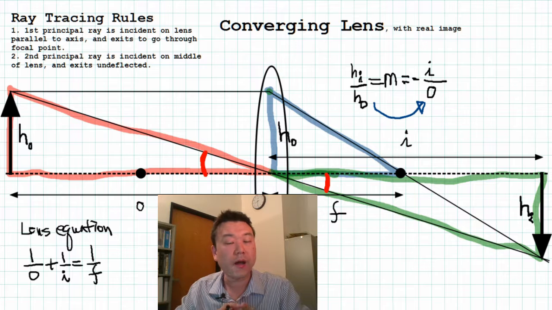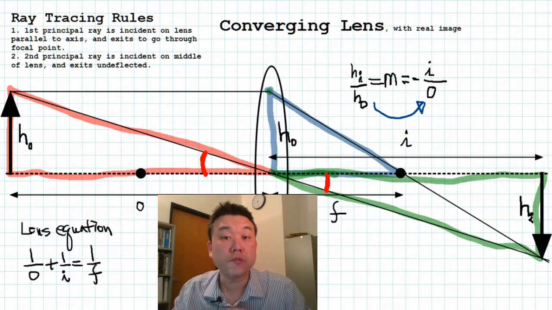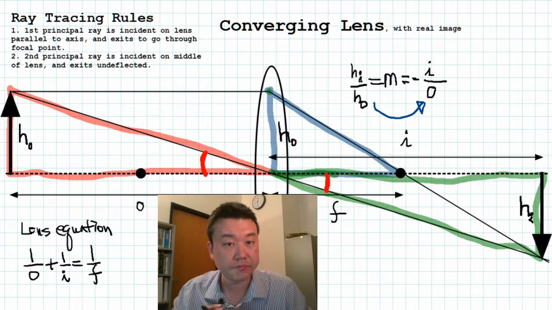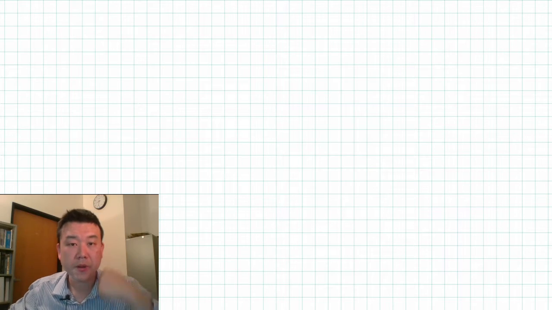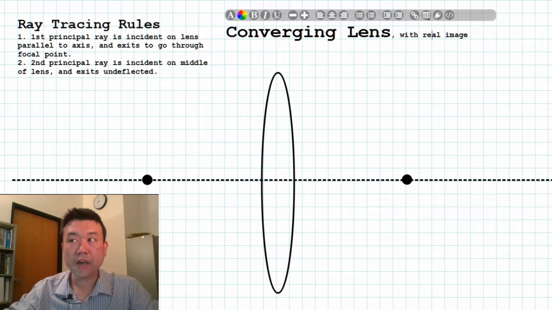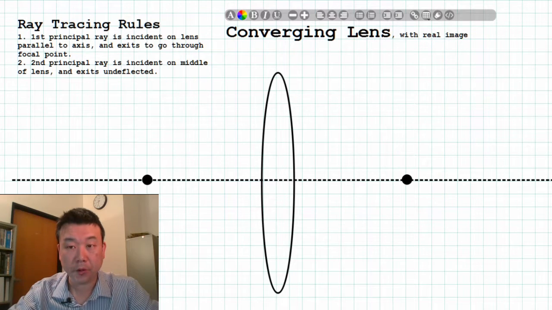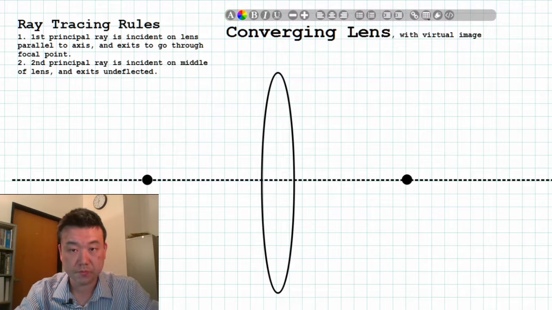I won't go through the connection with the formulas again, but I just want you to see how those virtual images get produced. Okay. Let me prepare the second page. So I have my ray tracing rules as before. It's going to be the same converging lens, but instead of a real image, it'll be with the virtual image.